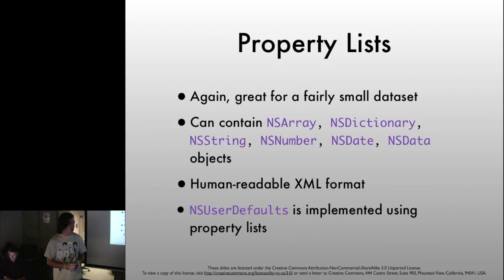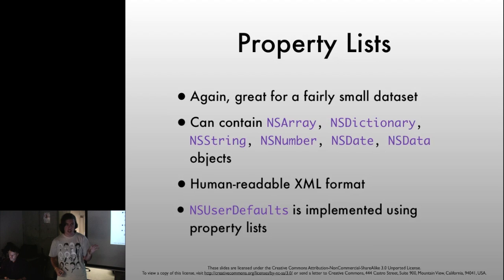Okay, so another way to store state is using what are called property lists. Again, these are meant for fairly small data sets, on the order of several kilobytes, but not much more. Under the hood, NSUserDefaults actually uses property lists, and the idea is that they're just XML data that you can serialize and unserialize to store objects out to file.